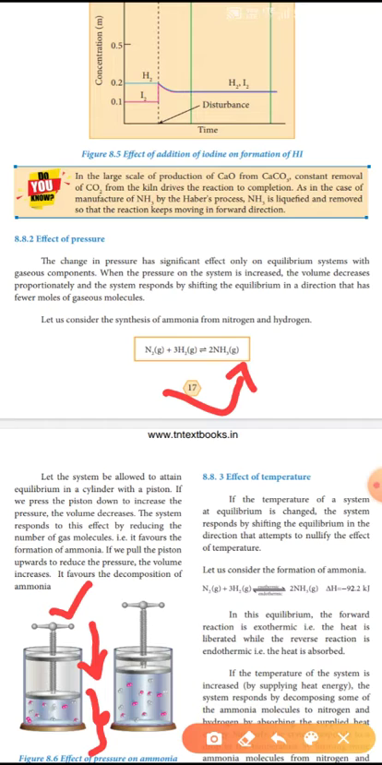If we pull the piston upwards to reduce the pressure, the volume increases. It is possible to produce hydrogen and nitrogen. That means it proceeds backward, in the reverse direction.